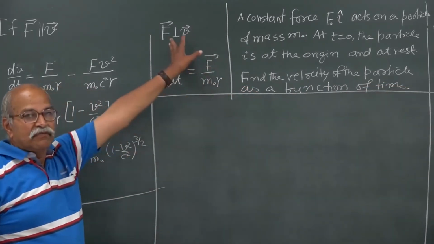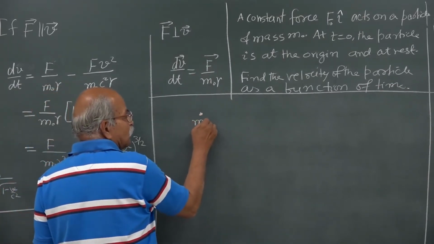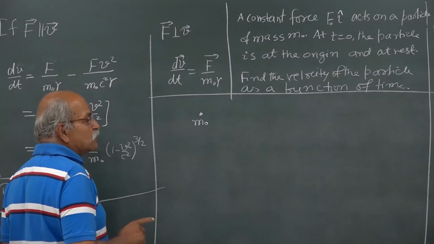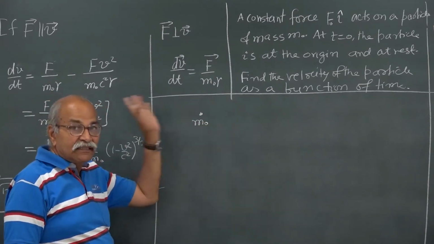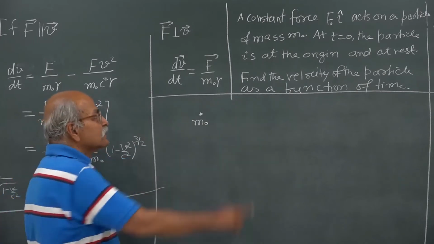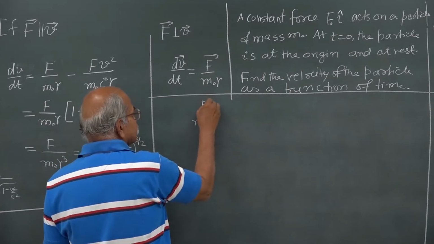One of the simplest problems. You have a particle of mass m naught which at time t equal to 0 is at rest at the origin, and then a force acts, and the force remains constant, this F naught i in the x direction. So, the force is in this direction.